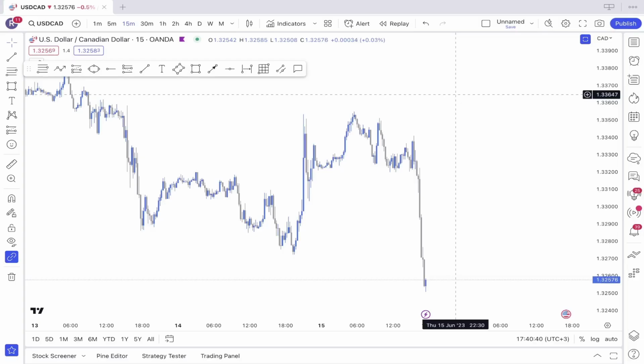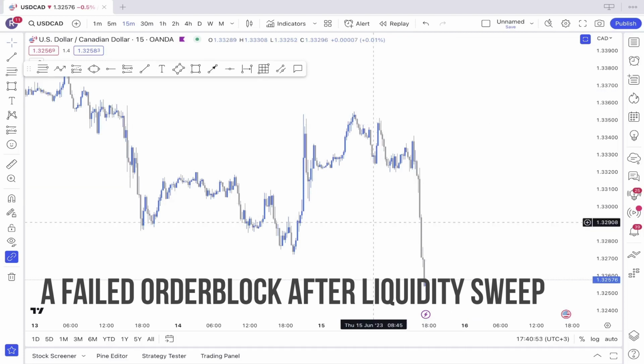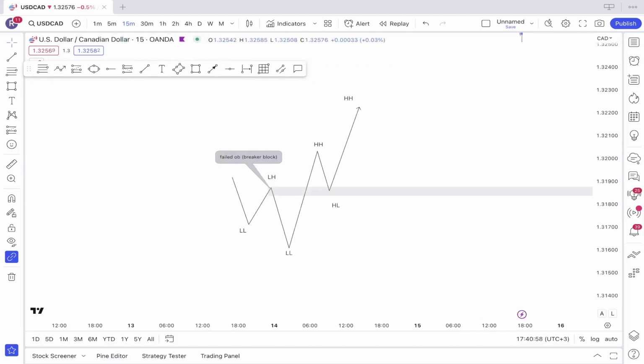Alright, so you might be asking yourself, what exactly is a breaker block? Essentially, a breaker block is a failed order block that occurs when the market shifts structure after a liquidity sweep. So right here, I drew some examples that I wanted to share with you. The first example is when the market is in a downtrend.